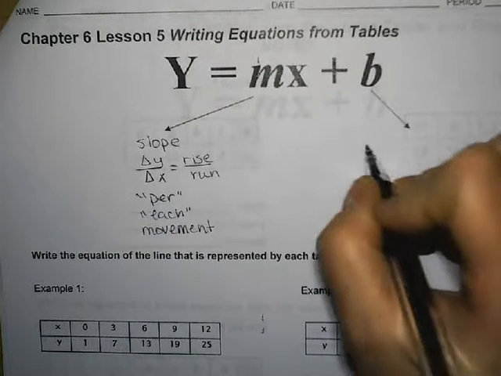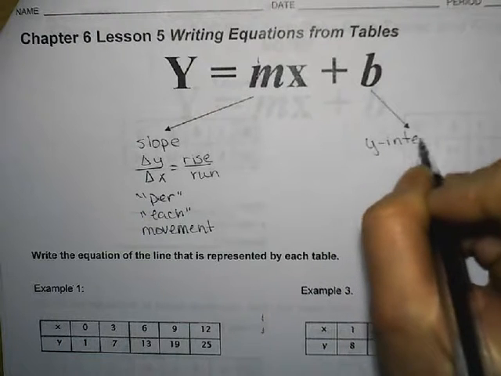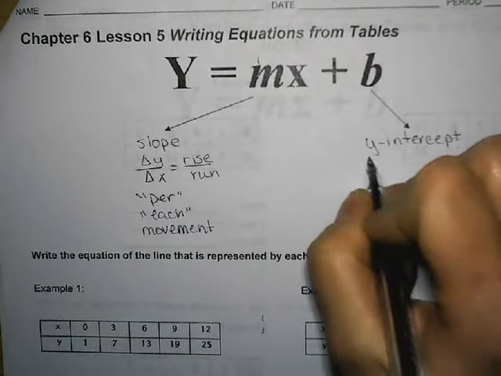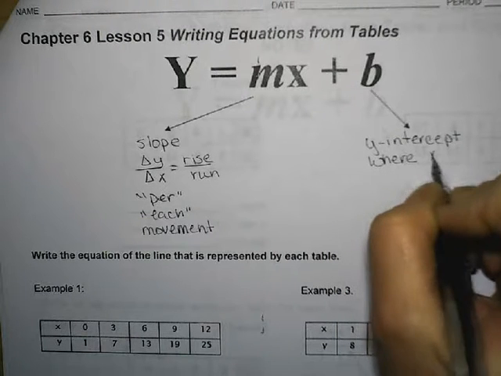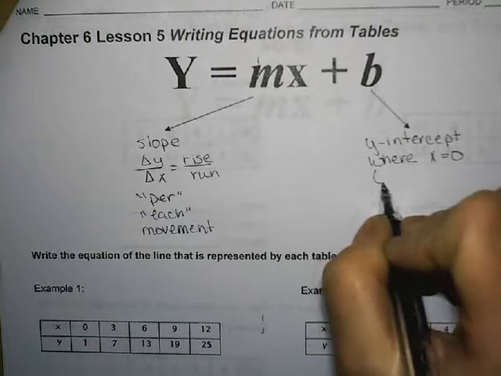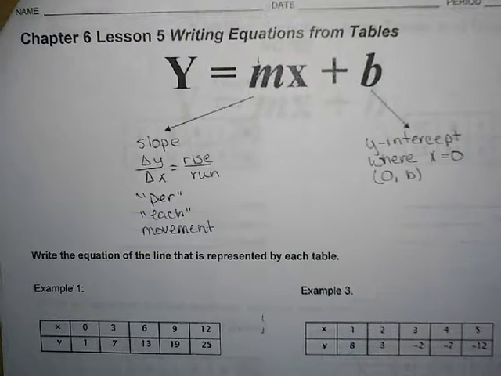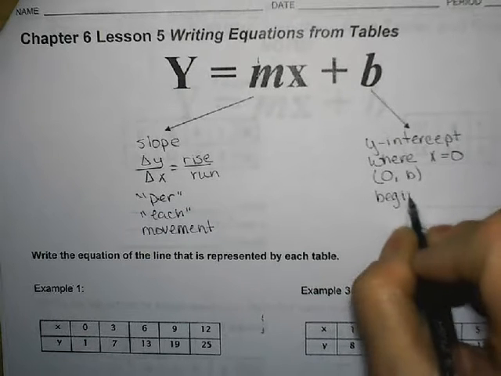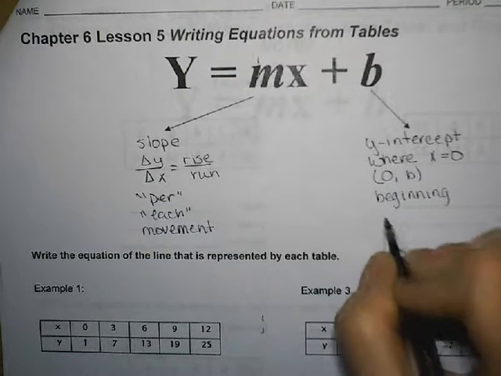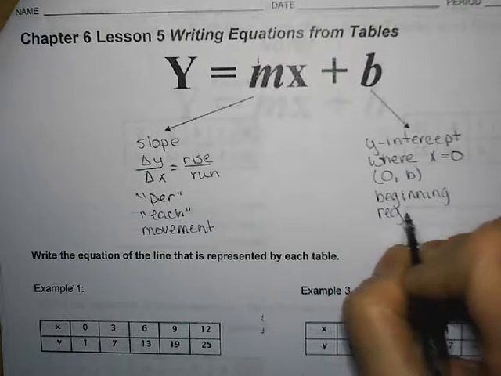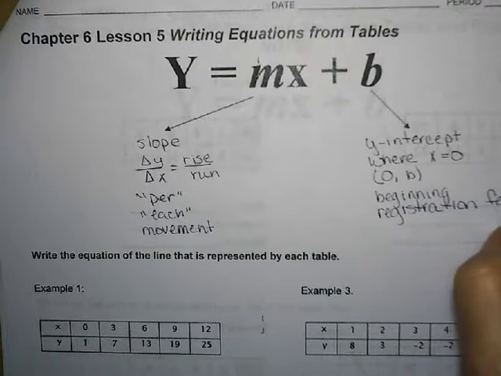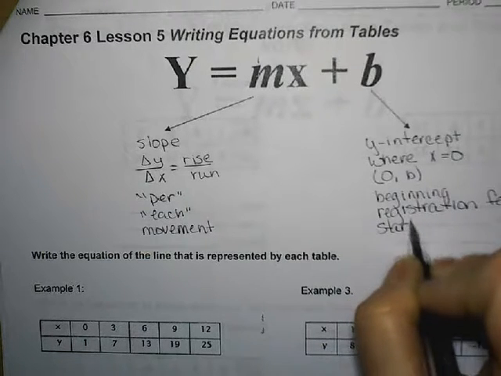B is the Y-intercept. It's where x equals 0, giving you the coordinate (0, Y-intercept). It's the beginning, a registration fee, a startup fee.